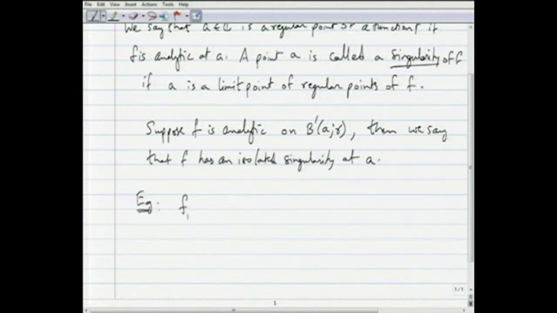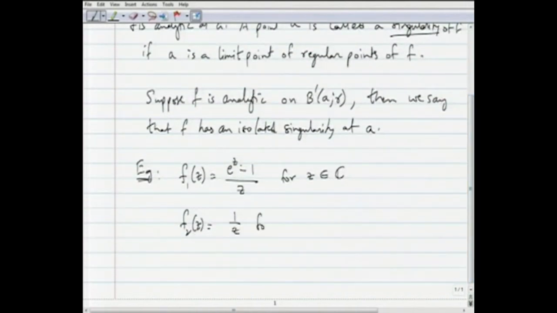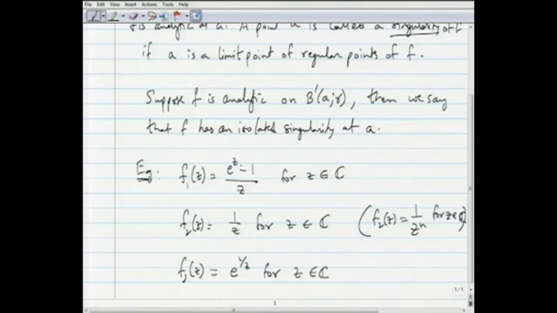Okay, so, consider these functions: f 1 of z defined by (e power z minus 1) divided by z, for z belongs to C, and f 2 of z is 1 by z for z belongs to C. One can actually consider f 2 of z equals 1 by z power n, n is any integer. And f 3 of z is equal to e power 1 by z for z belongs to C. I apologize, C minus 0, at 0 this function is not defined. Okay, all these are functions on C minus 0.